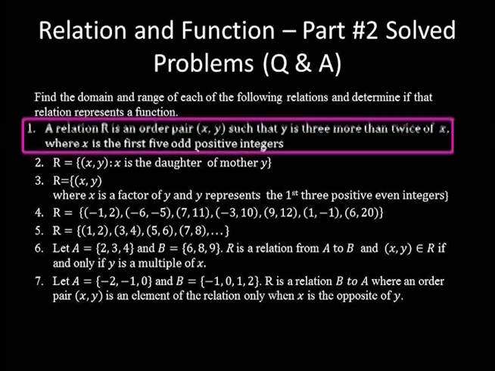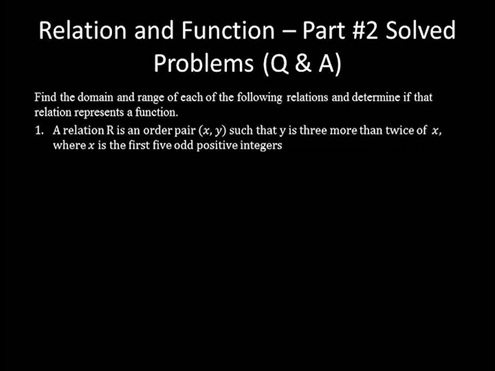Question number 1. A relation R is an ordered pair x, y such that y is 3 more than twice of x, where x is the first 5 odd positive integers. In this question, we are given 3 important concepts that help us to solve the problem.